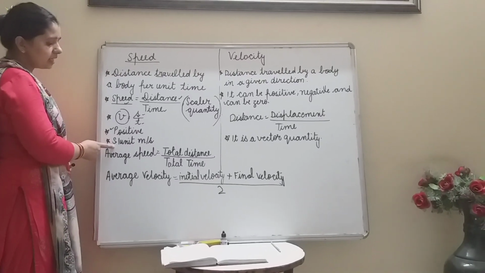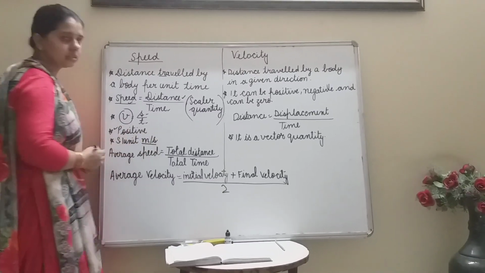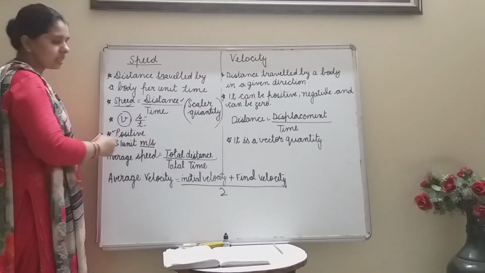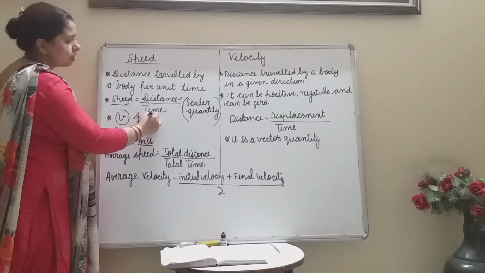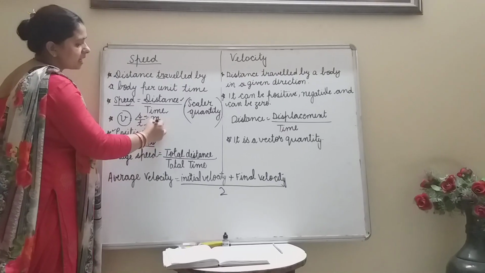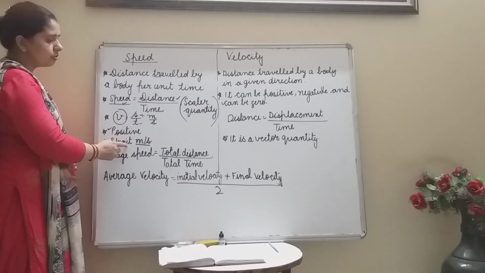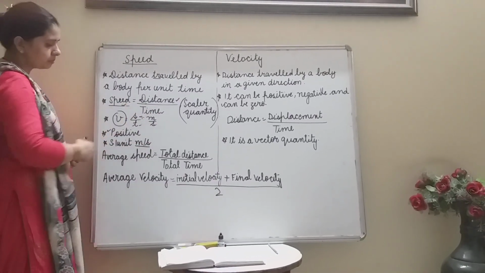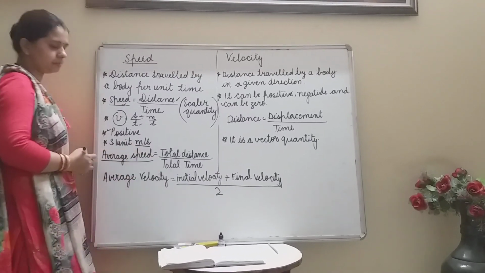And what is the SI unit of speed? Meter per second. Because distance we denote in meters, small m, and time in seconds, s. So the SI unit of speed is meter per second. And next is average speed.